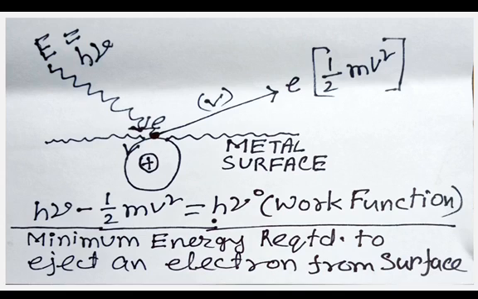And the surplus energy, if there is more energy left after attaining the threshold energy, is converted into the half m v square, or the kinetic energy. So we can write total energy h nu equals h nu naught plus half m v square. This is the formula provided by Albert Einstein.